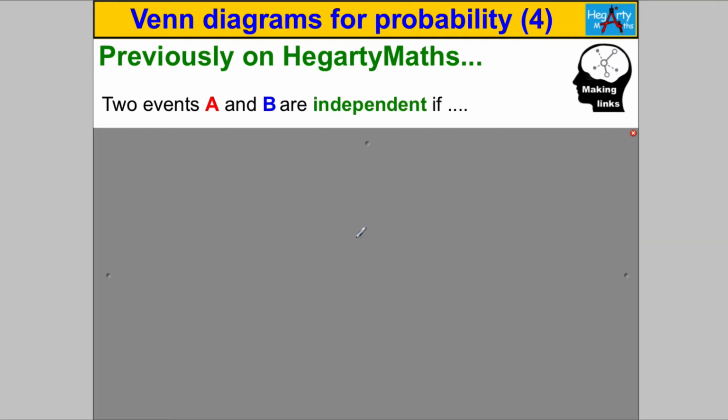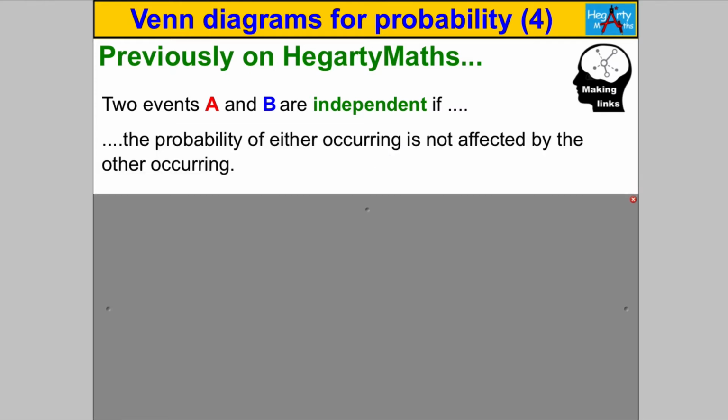The next one is independence. Pause the video and double check if you remember what it means for two events A and B to be independent. Well, we said two events A and B are independent if the probability of either occurring is not affected by the other occurring. Now that was a bit of a mouthful, so we formalized that with some notation.